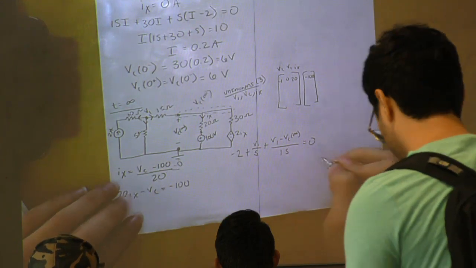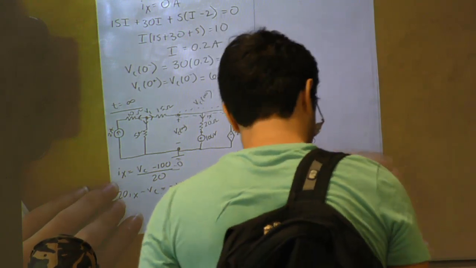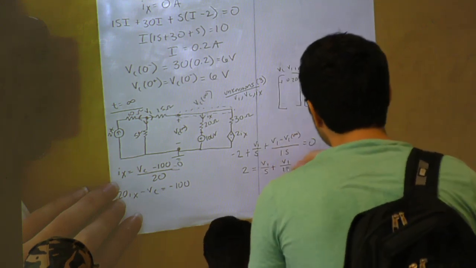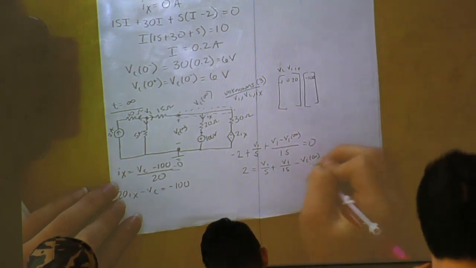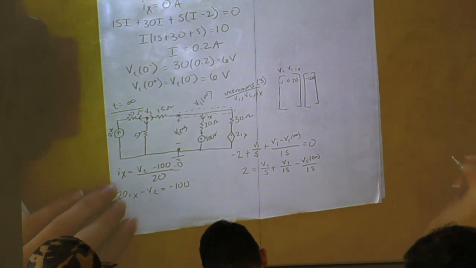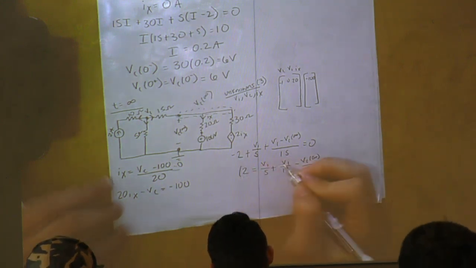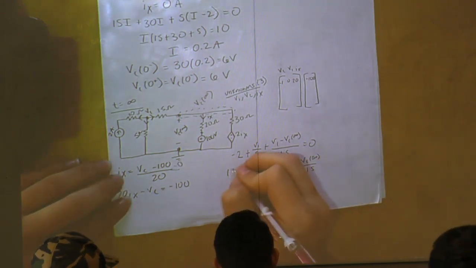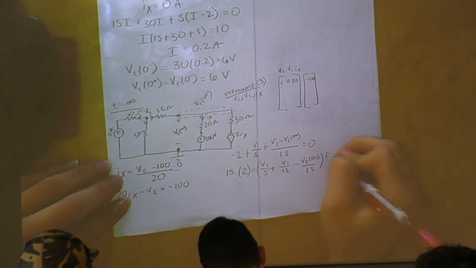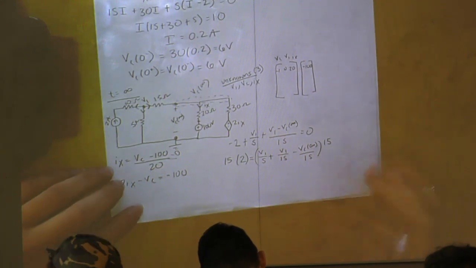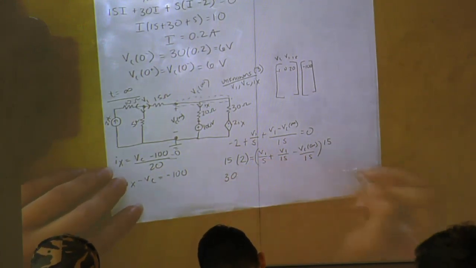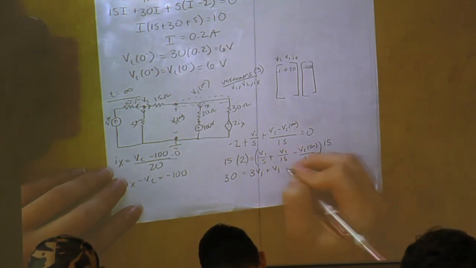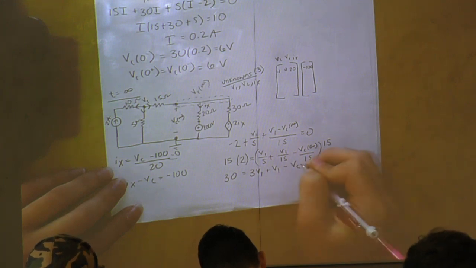So to simplify this, we can say 2 equals V1 over 5 plus (V1 minus VC) over 15. We can multiply both sides by 15. This will become 30 equals 3V1 plus V1 minus VC infinity.